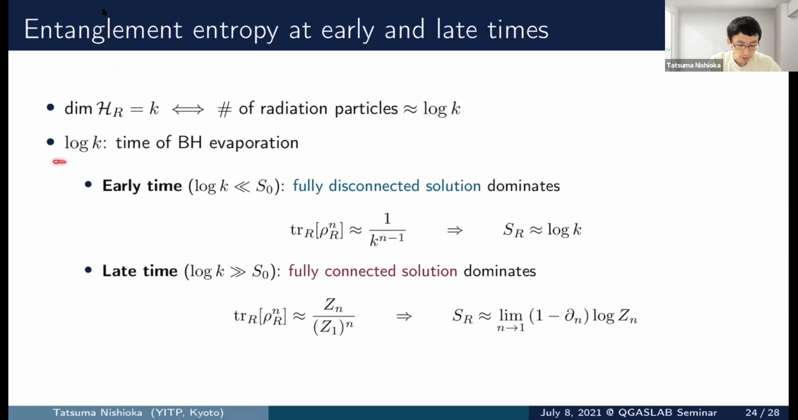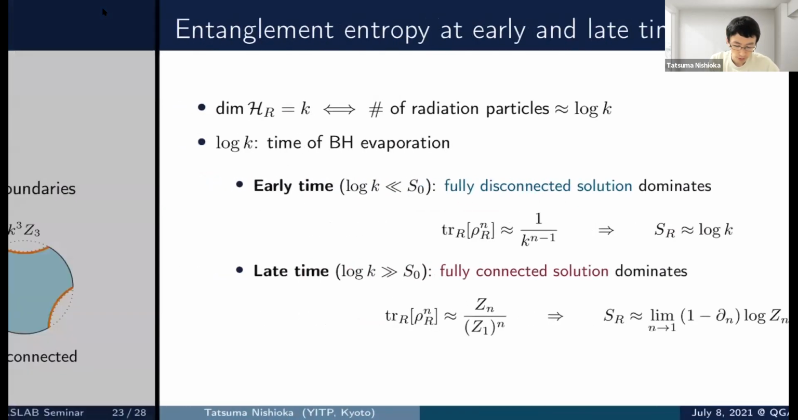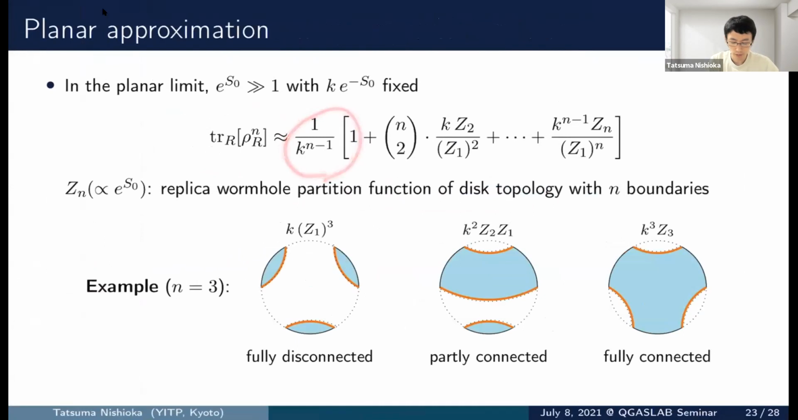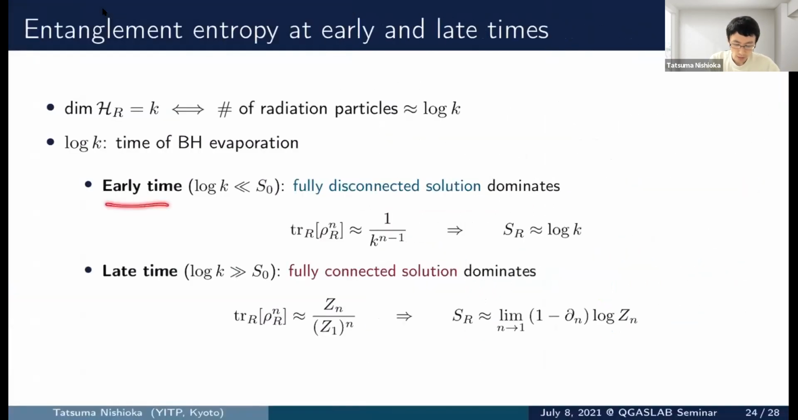So then log k plays the role of time, and at the early time, when k is very small, the fully disconnected solution actually dominates. If you look carefully, this term actually dominates. Then at early time, you get the log k behavior. Namely, entropy is proportional to the time of the black hole evaporation. On the other hand, if you go to the late time, then the fully connected solution dominates. Then you get some number. So at the early time, you get the linear growth, but at the late time, you have some saturation. So this curve is now reproducing the Page curve for the radiating black hole.